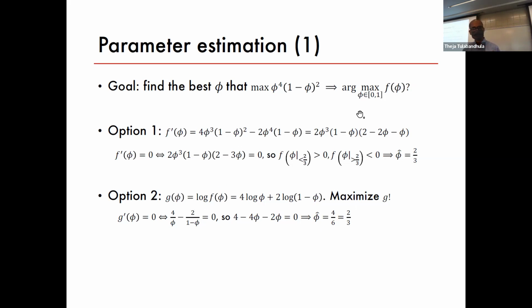In the sense that the thing that maximizes the original function also maximizes the log of that original function, they are the same solution, okay? 2 by 3 and 2 by 3. And you can see that maybe in one case it's a little bit easier than the other, because in one case you have to look at polynomials like this. The other case, it's just an easier expression here.